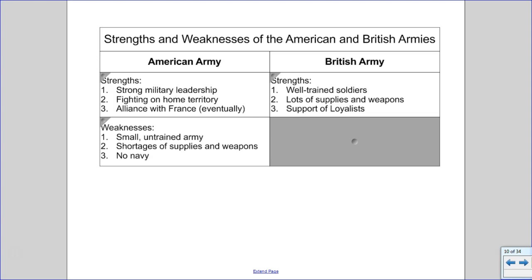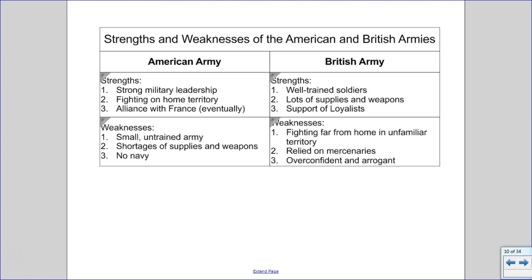They had exceptionally well-trained soldiers, well-educated, well-experienced. They had a tremendous amount of supplies and weapons. It was not an infinite amount, but they could be resupplied regularly where the American colonists could not. And they had the support of loyalists. Loyalists were American colonists who did not want to fight for freedom. They wanted to remain a part of Great Britain. And they were throughout the colonies, primarily in the South, but even up in New England and Boston even, there were loyalists who were supporting the British Army.